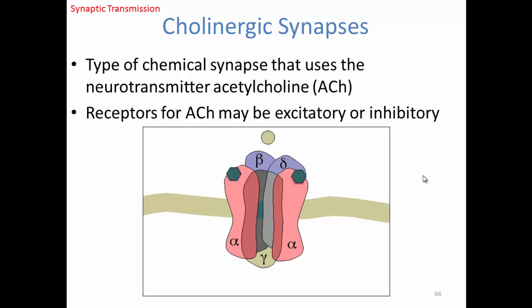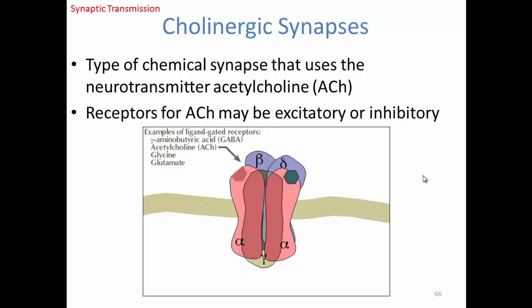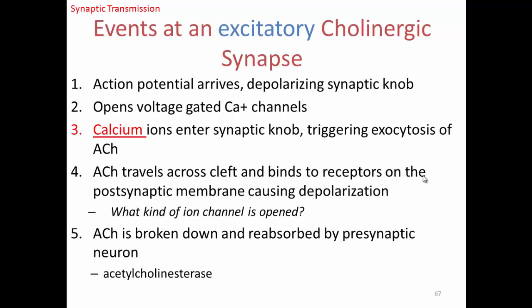So I want to talk about a type of synapse called a cholinergic synapse. A cholinergic synapse is a synapse that uses the neurotransmitter acetylcholine. The neuromuscular junction is a type of cholinergic synapse. Now it turns out that the receptors for acetylcholine, these cholinergic receptors, can be excitatory or inhibitory. We are going to take a look at an excitatory cholinergic synapse. So we're going to look at a situation where the receptor is excitatory in nature.